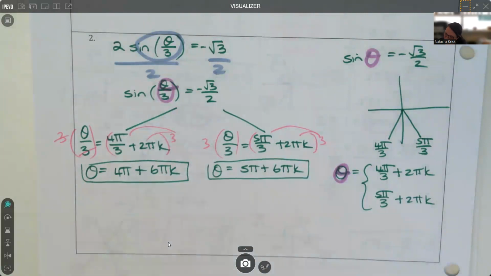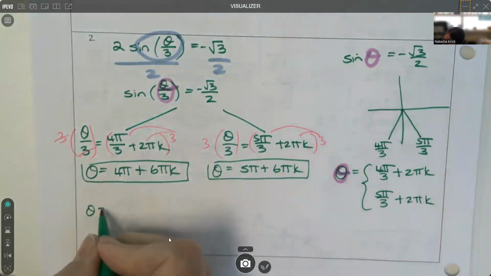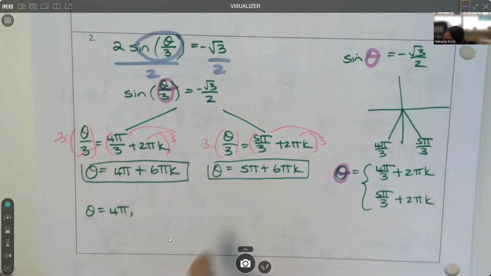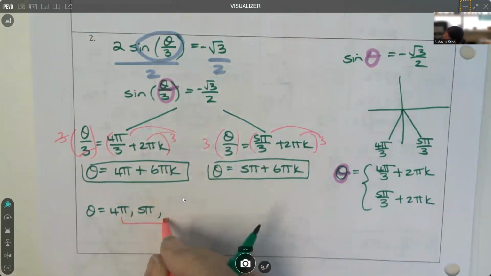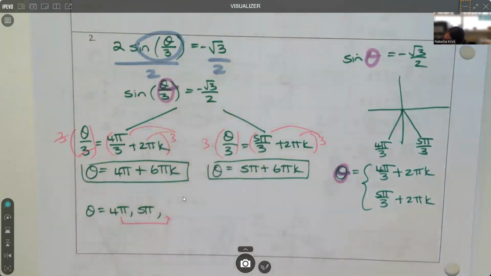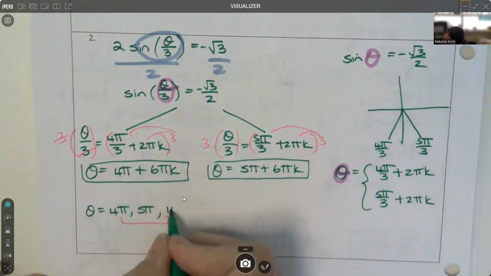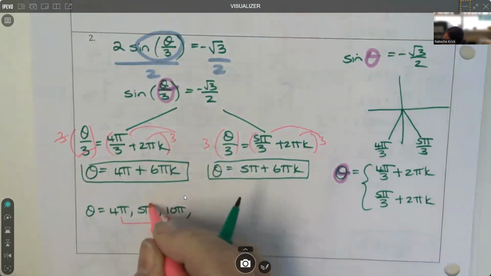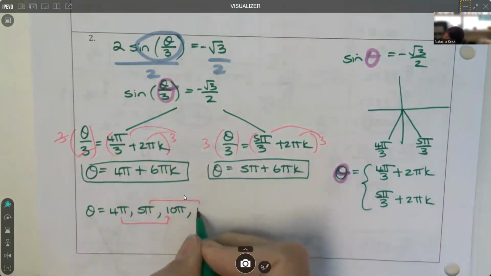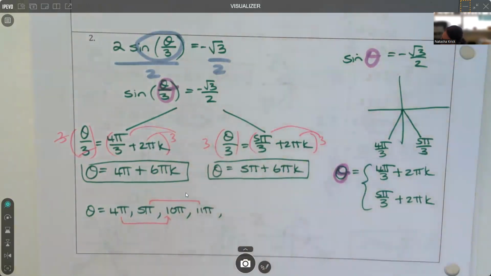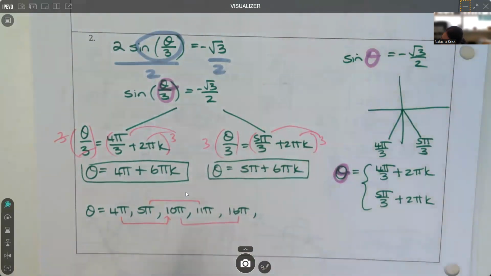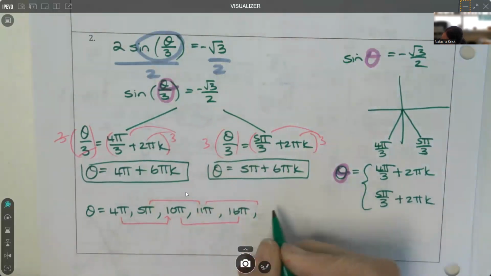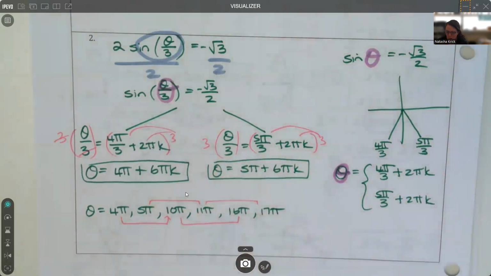And then if I wanted to write my first 6 positive solutions, the first one would be 4 pi. The second one would be 5 pi. And then I'm going to alternate here. My next one is going to be 4 pi plus 6 pi, which would be 10 pi. My next one, I'm going to take 5 pi plus 6 pi, that would be 11 pi. And then I'm going to do the same thing again. I'm going to add 6 pi to 10 pi to get 16 pi, and then add 6 pi to 11 pi, and I will get 17 pi. So those would be my first 6 positive solutions.